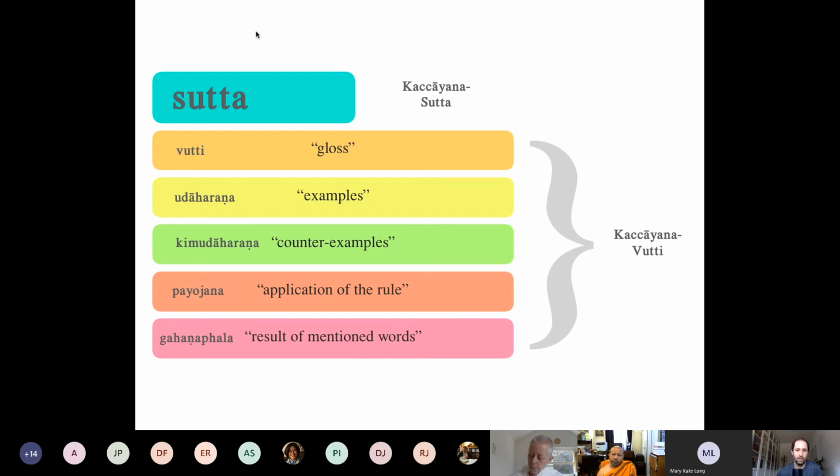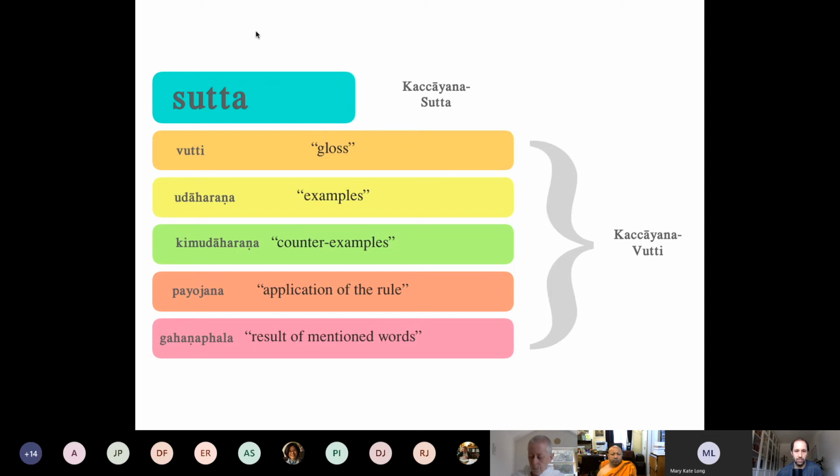It will be applied. Finally, a very interesting and controversial section that has no name proper in the tradition I call Gahana Pala. Gahana meaning the taking or mentioning a word in the sutta, and Pala, as you know, means the fruit or the result.